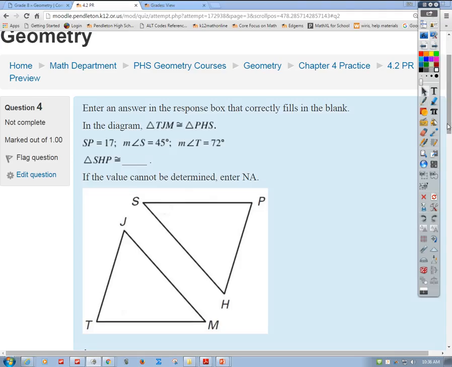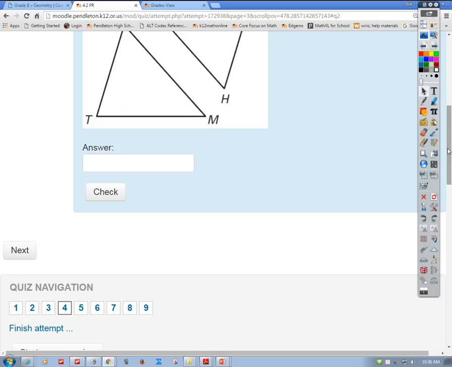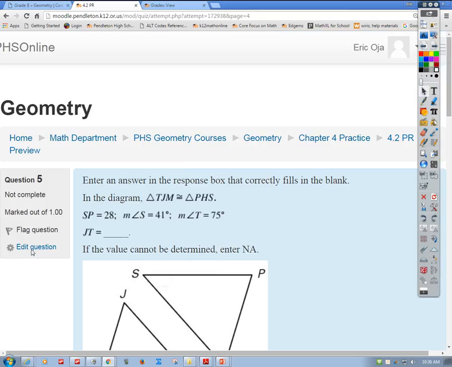Why is it backwards like that? Well, because this one was written backwards, right? So if we want to write the triangle that's congruent to this triangle written in that order, I have to have the corresponding order. Okay? One more kind.